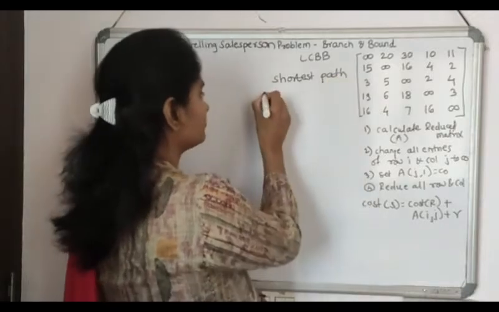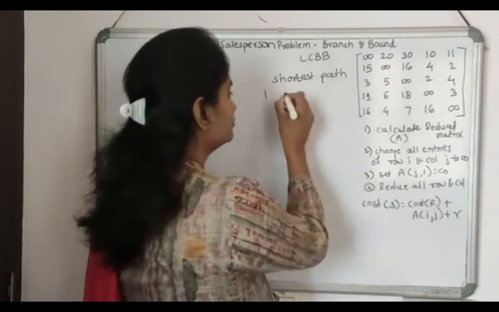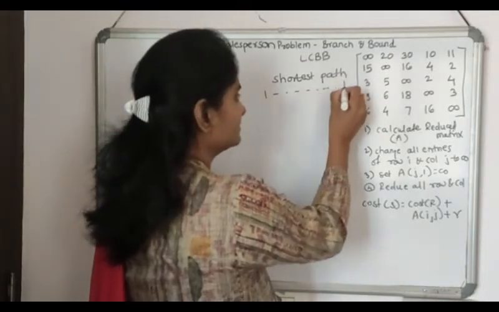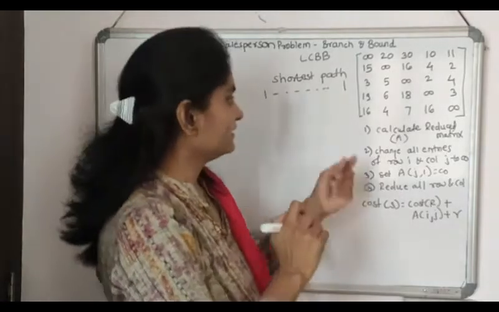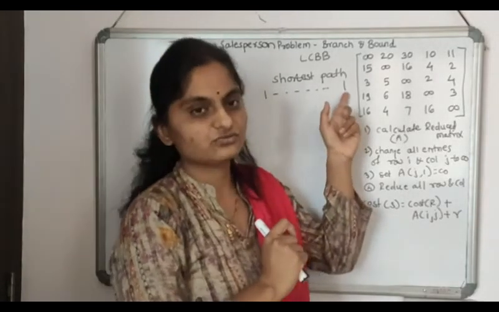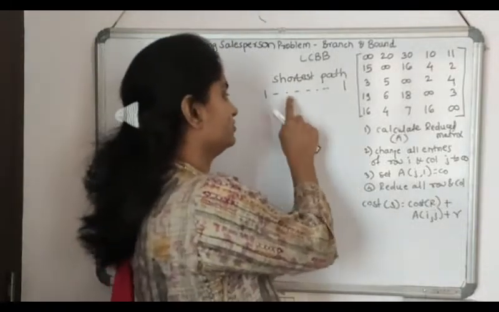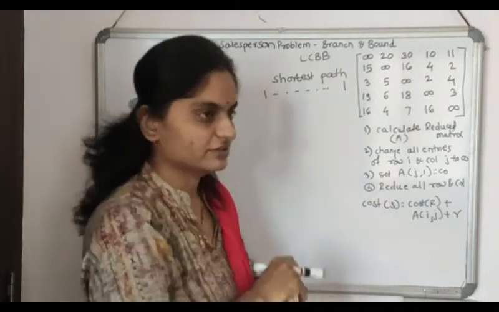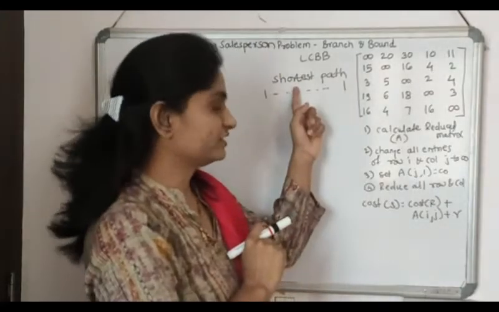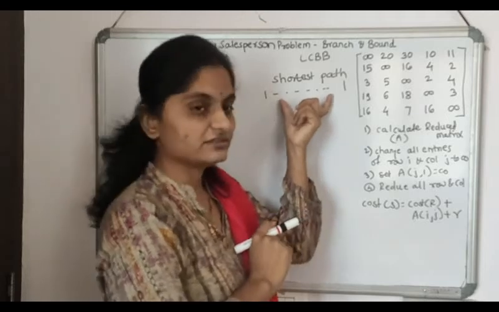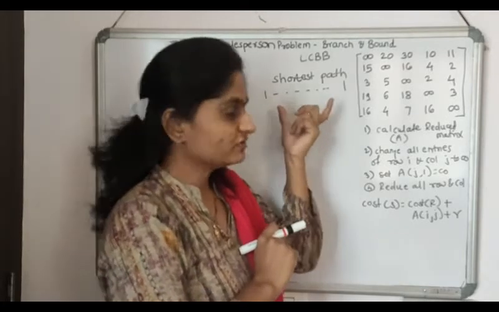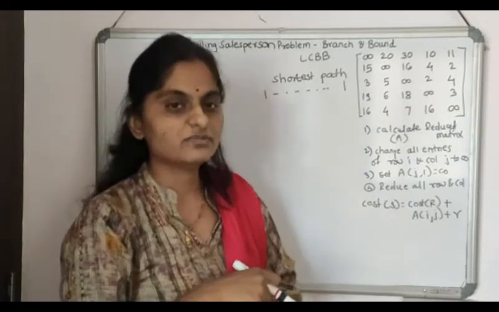Shortest path from one vertex to another vertex, and again the last vertex is also 1. There is a complete path from 1 to 1, but all vertices are covered here, and the path is what? Shortest path. The cost of that path is minimum. We can use here the branch and bound method.